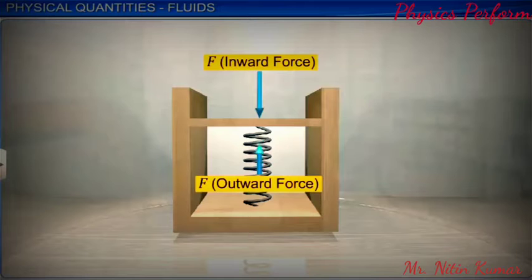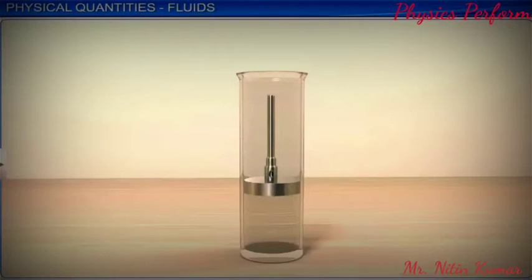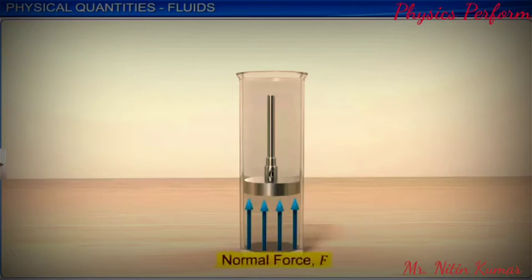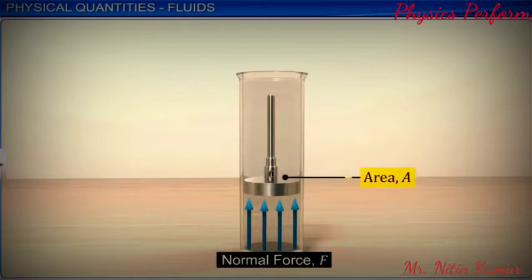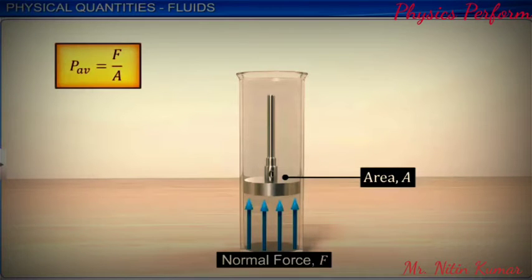Let us now learn how to determine pressure. If F is the magnitude of the normal force acting on the piston of area A, then the average pressure, PAV, is defined as the normal force acting per unit area. In the limiting case, that is, if a small area of the piston is considered arbitrarily, then the pressure is represented as P is equal to delta F by delta A as delta A approaches zero.